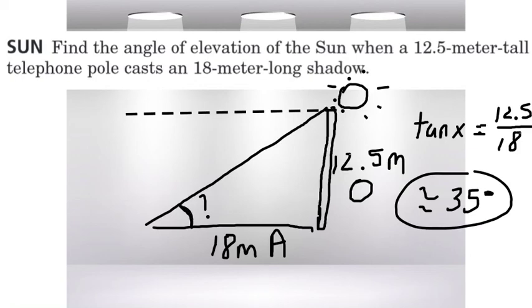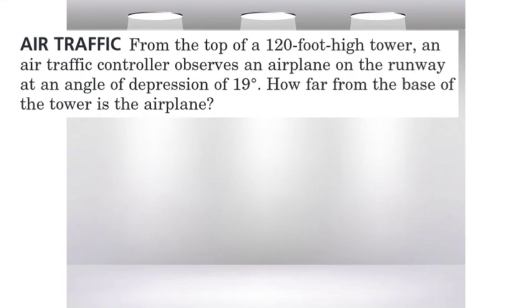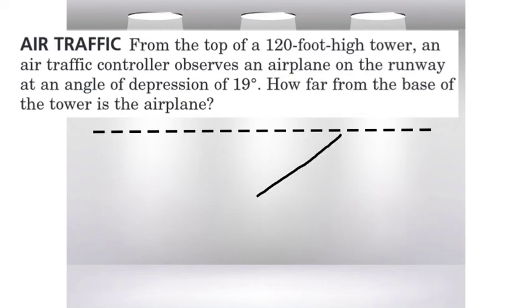Next, we want to go ahead and find this one. From the top of a 120-foot high tower, an air traffic controller observed an airplane on the runway at an angle of depression of 19 degrees. Again, right when you see angle of depression, think about your horizontal line at the top. You're going to be looking down. Depression means down. So you're going to be looking down this way with this angle of depression as 19 degrees.